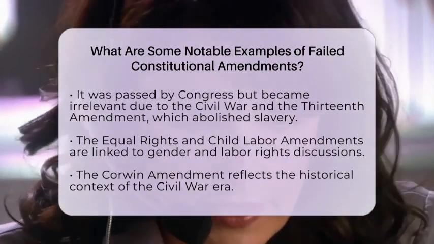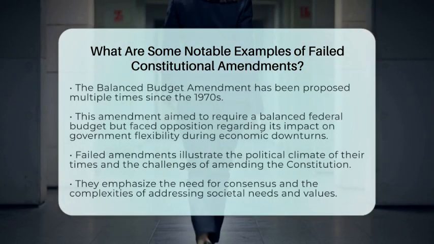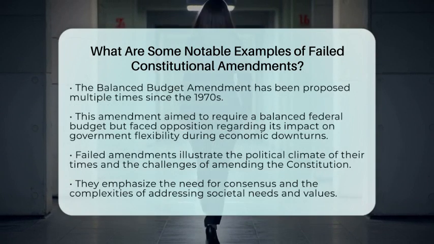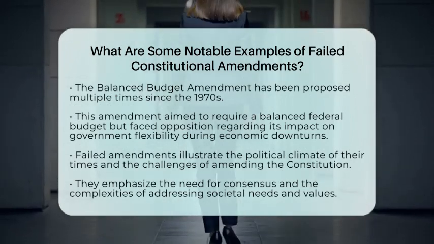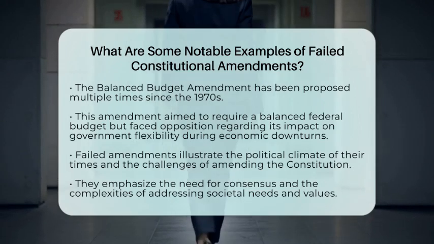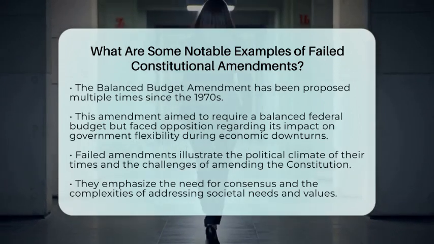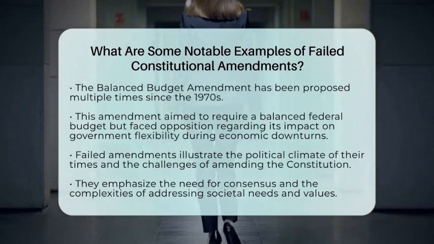Additionally, there was the Balanced Budget Amendment, which has been proposed multiple times since the 1970s. This amendment aimed to require the federal government to maintain a balanced budget, but it has consistently faced opposition due to concerns about its potential impact on government flexibility during economic downturns.